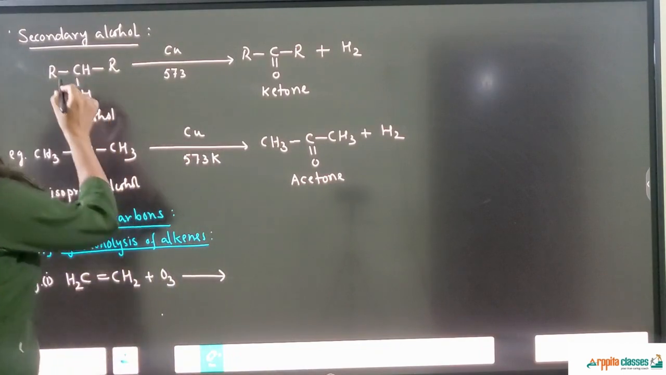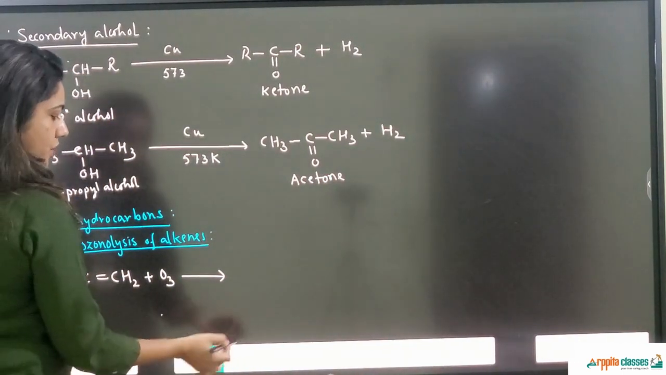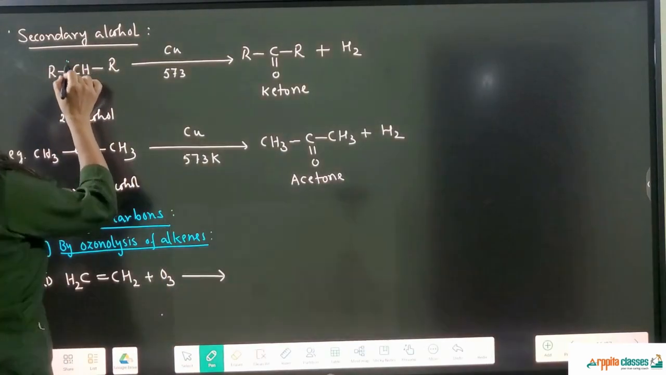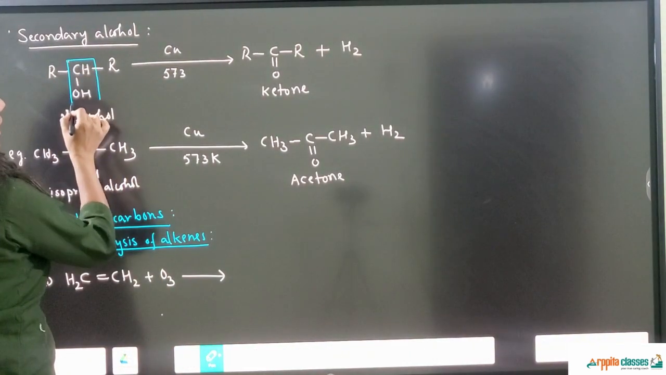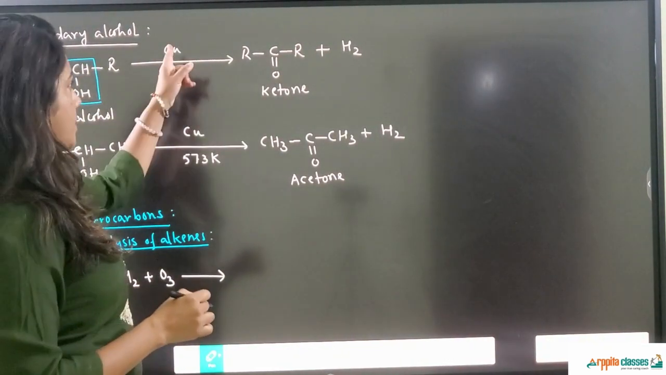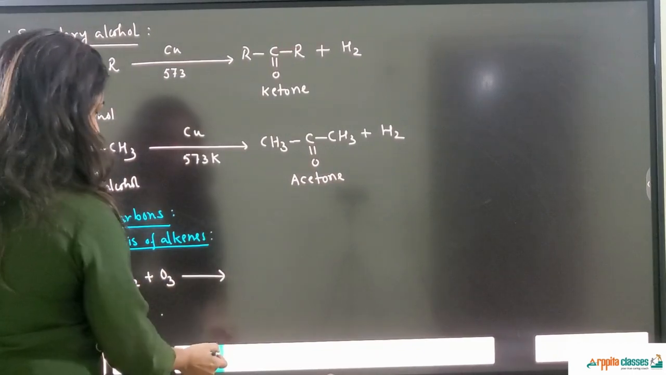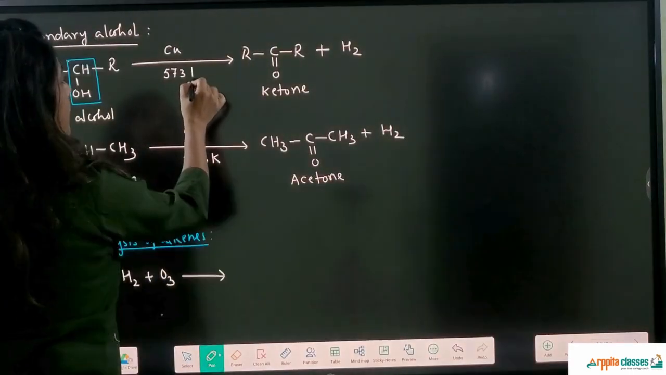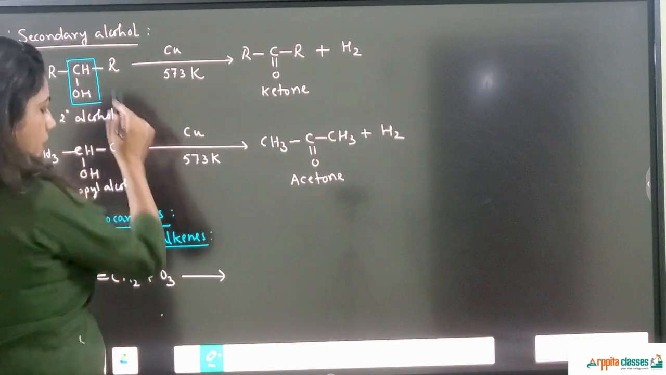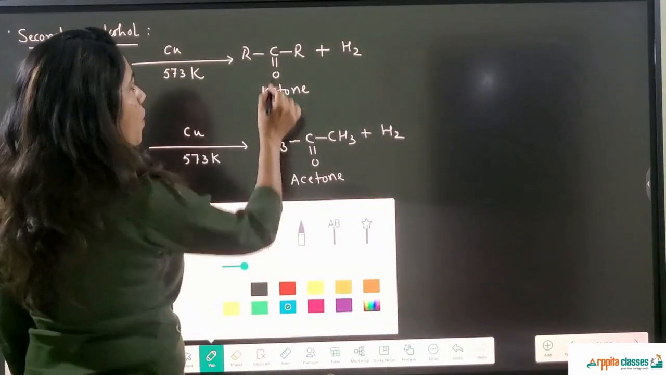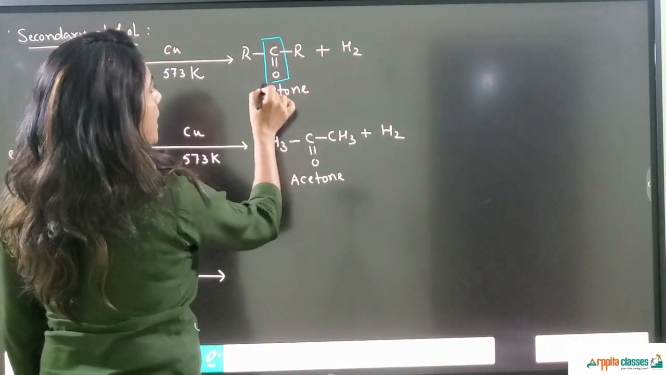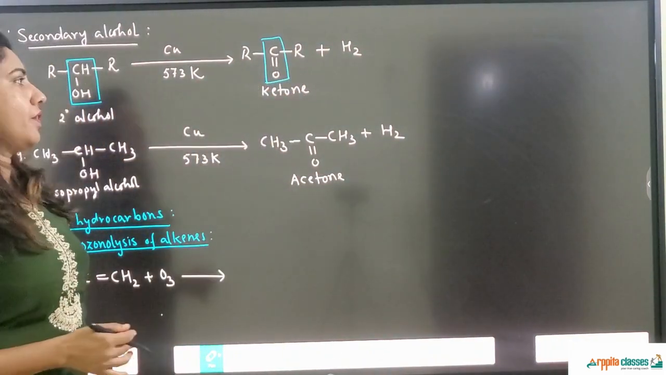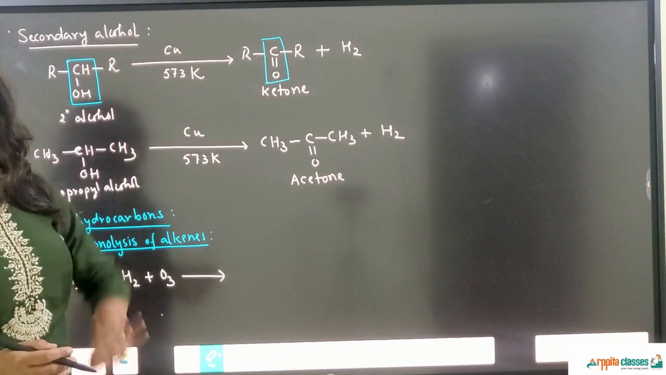Now the same oxidation process if we do with secondary alcohol. So we have RCHOH. This is my secondary alcohol. This is the functional group for secondary alcohol. And I'm doing oxidation with copper along with 573 Kelvin temperature. The CHOH group will convert into CO group. That is, we are going to get ketone from the secondary alcohol with the liberation of one molecule of hydrogen.